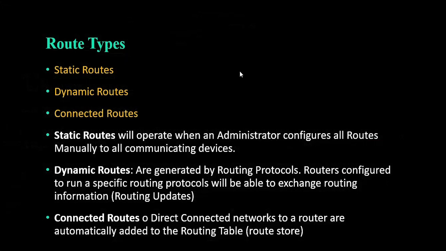But we have dynamic routes. These are generated by routing protocols. Routers configured to run a specific routing protocol will be able to exchange route information or routing updates. So this doesn't need an administrator to configure the routes. The configuration is done by routing protocols. So we have connected routes. These are directly connected networks to a router, automatically added to the routing table or routing source.